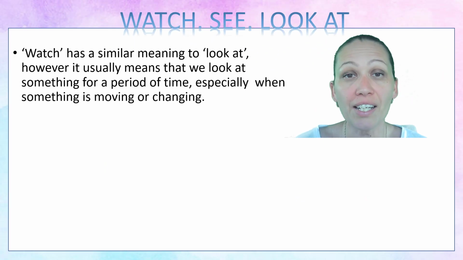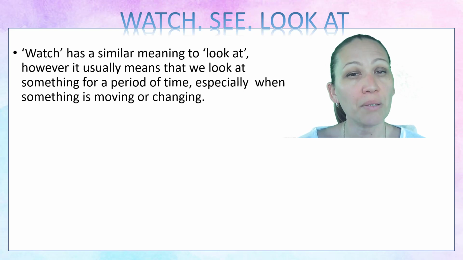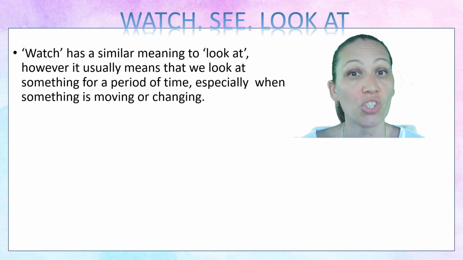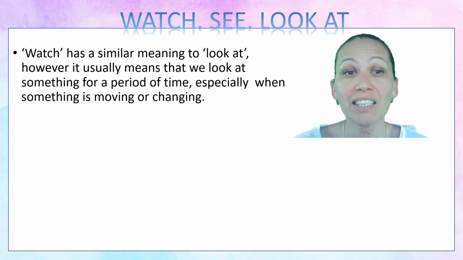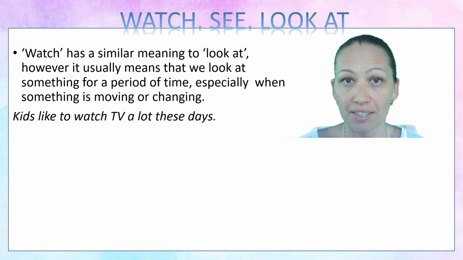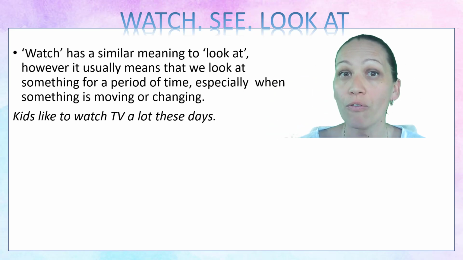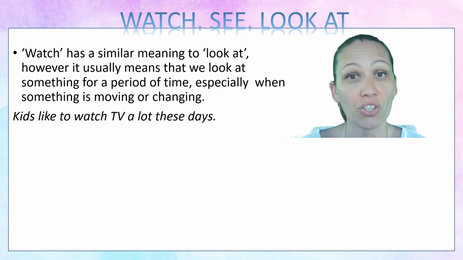The third and the last verb we're going to look at today is to watch. To watch has a similar meaning to look at. However, it means that we'll look at something for a certain period of time, especially when something is moving or changing. For example, kids like to watch TV a lot these days. We use the verb to watch here, not to see or to look at, because the images on the screen of our TVs are moving and changing constantly. So kids like to watch TV a lot these days.